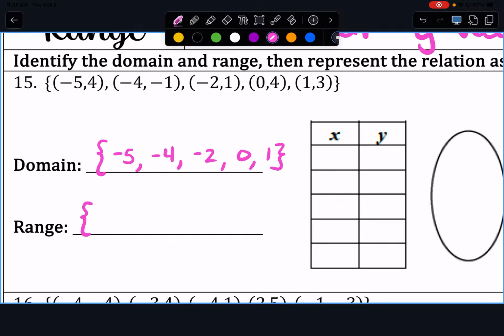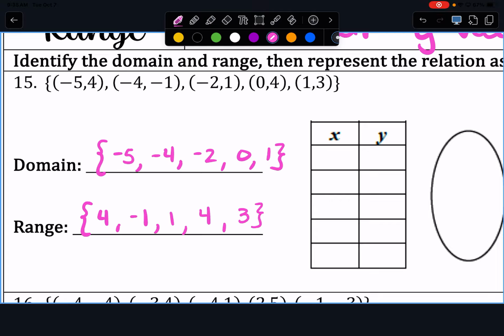Now for our range, what is our range? 4, -1, 1, 4, 3. It is just the list of all y values.